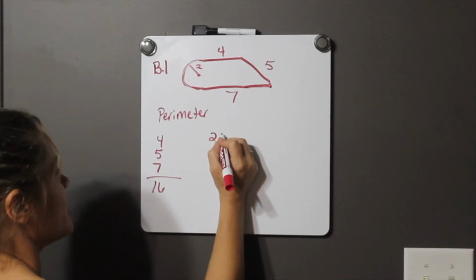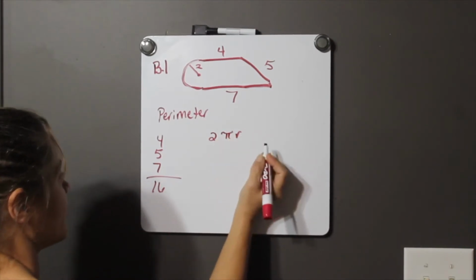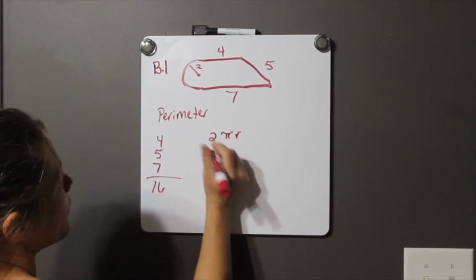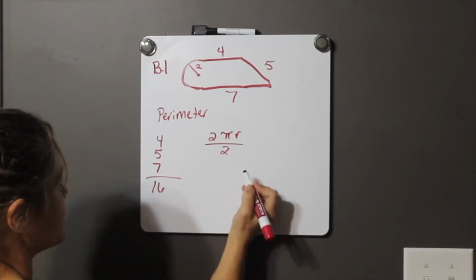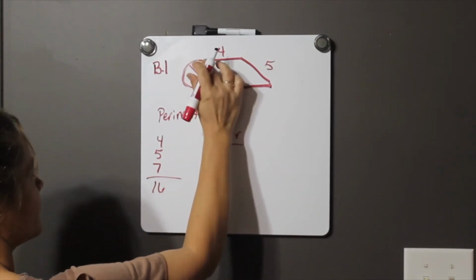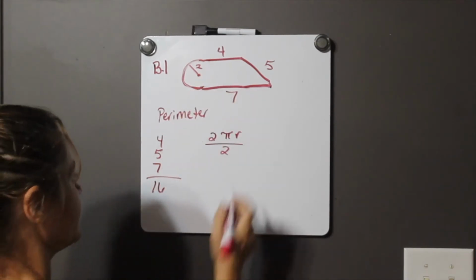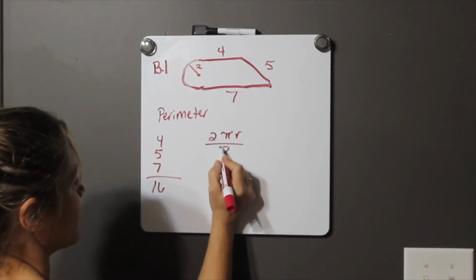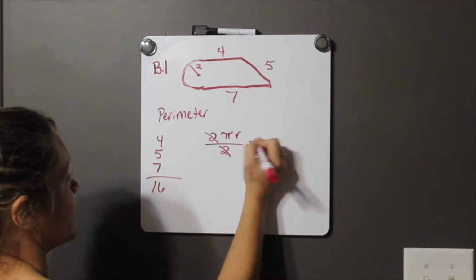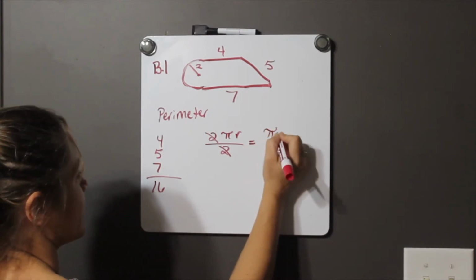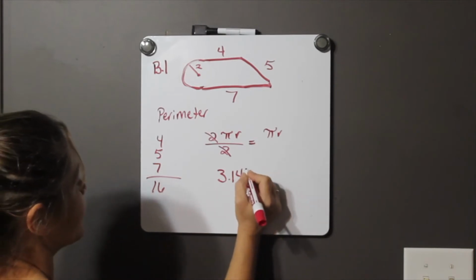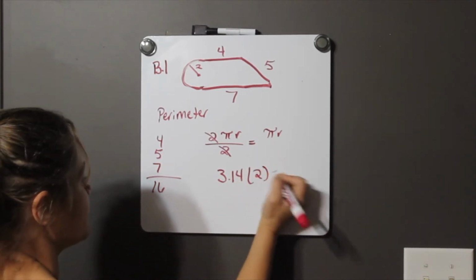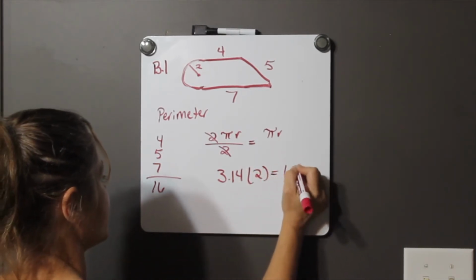is 2 pi r. But we only need half of the circumference of a circle. So we're going to divide that by 2. We don't need the whole circle. We're only counting half of it. Well, if we look at this, we can go ahead and cancel those, and we can just get pi r. Pi is 3.14, and in this case, r is 2, so that's going to be 6.28.